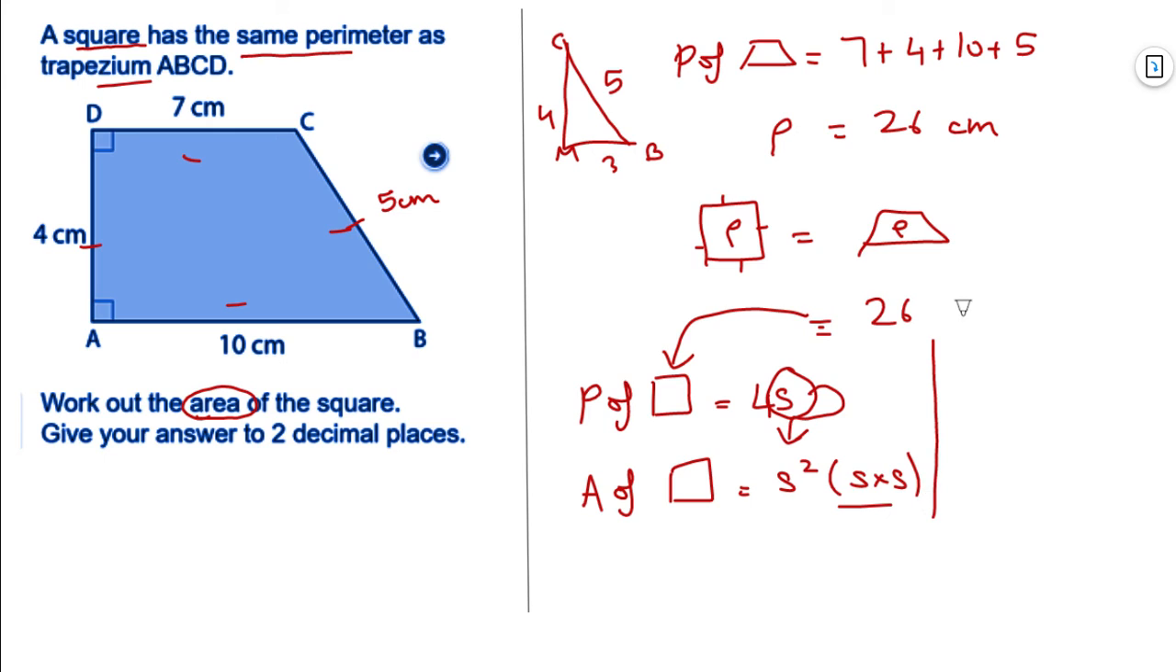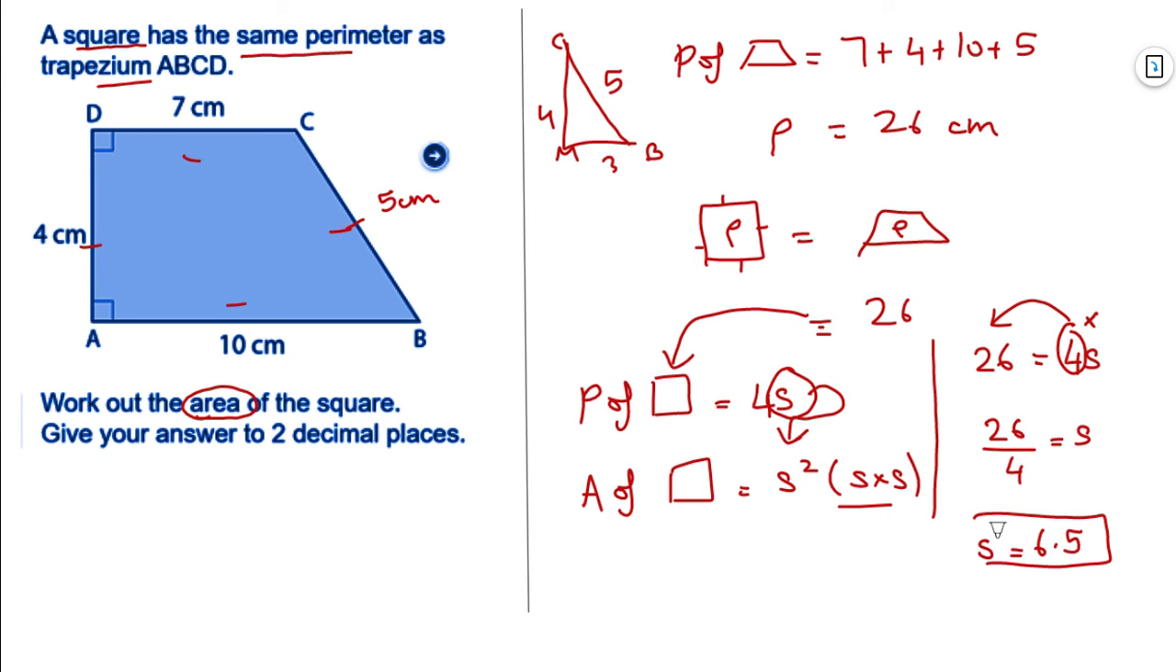So for that, I can write down 26, because it's my perimeter, is equal to 4S. Now this 4 is in multiplication with the S. I take it to the other side, so it becomes divided by 4. So 26 over 4 is equal to s. Check it on your calculator. You'll get s equals 6.5. Perfect. Now I've got my side.